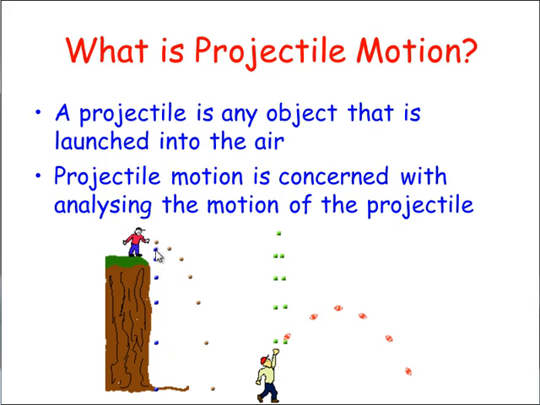So this is, for example, dropping something from a bridge or a cliff, throwing something out horizontally from a cliff where it's going to follow a half parabola towards the ground, throwing something up into the air that's going to come straight back down, or throwing something in at an angle into the air, so it's going up as well as across.